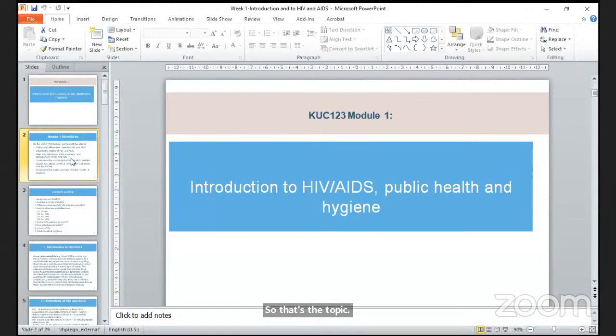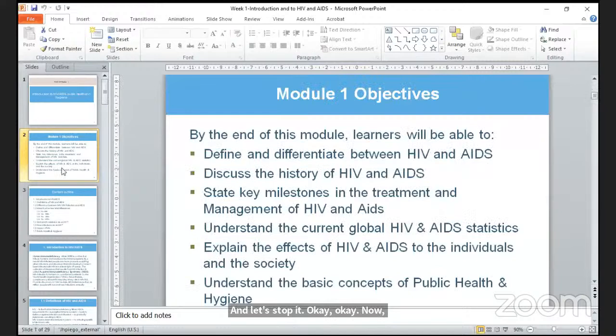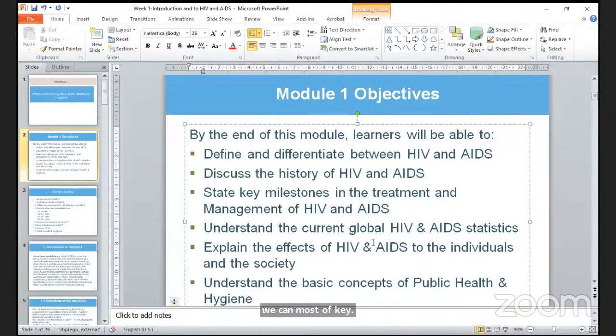My stuff is okay now. So the objectives for the week: we need to define and differentiate between HIV and AIDS, very important. Then briefly the history, and in the history, you're going to look at the key milestones in the treatment and management of HIV and AIDS. In other words, what has taken place since the discovery of the virus and AIDS that we can boast of. Then global statistics, the latest, of HIV and AIDS. Then the effects of HIV and AIDS, effects on the individual, the society, and households, very important.